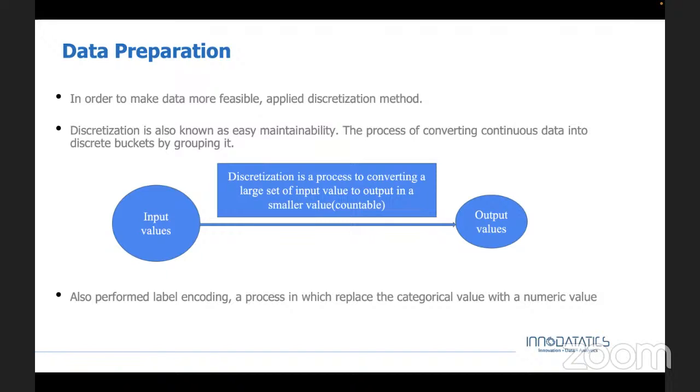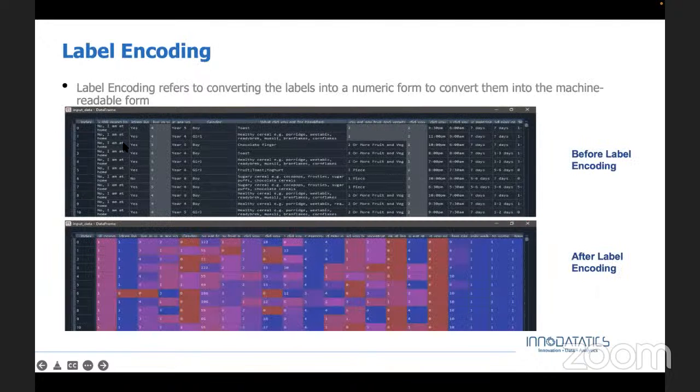A lot of options are there. Then label encoding was also performed. Label encoding means we replace a categorical value with a numerical value. This is how it is. For this specific question, I'm at home is 1. For example, here, are children living with you? Yes means 1, no means 0. And you have year 5, year 4, year 6, so 1, 2, 3, in that way I have converted it into label encoding.